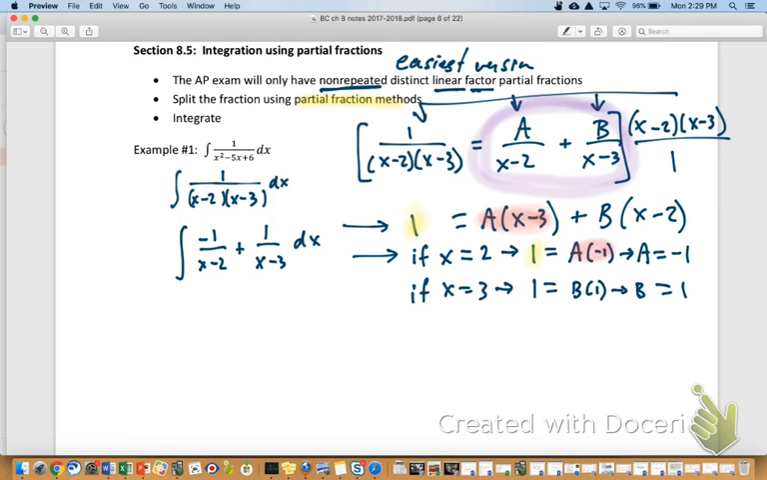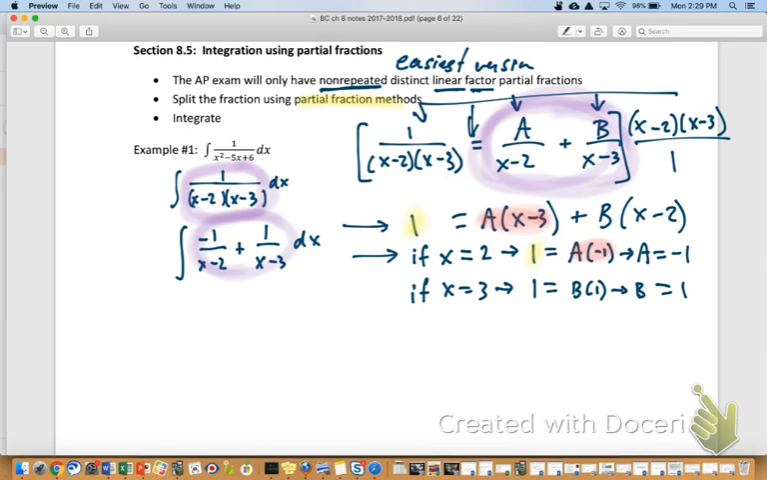So I'm taking this expression in purple and I am importing it over there using my values for a and b. And really, if you think about it, aren't I really just replacing this with this? Why am I allowed to do that? Because they equal each other. Because they're equal. And how do I know they're equal? That's how I set it up at the start. I said 1 over x minus 2 times x minus 3 equals some unknown number over x minus 2 plus some other unknown number over x minus 3.